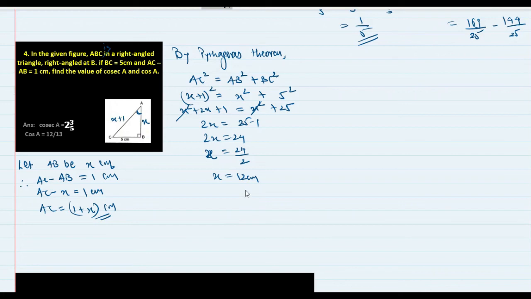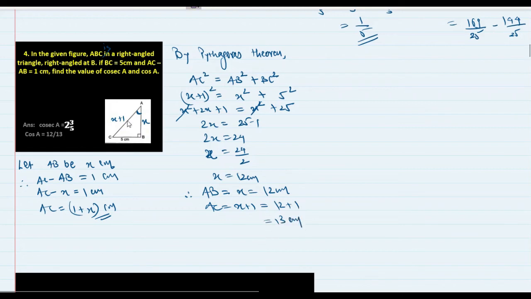Okay, so now once we have got the value of x, therefore AB is equal to x, which is 12 centimeter, and AC is equal to x plus 1, which is 12 plus 1, which is 13 centimeter. So we got the length of every side. BC is 5, AB is 12, and AC is 13 centimeter. Now we can find cosec A and cos A.